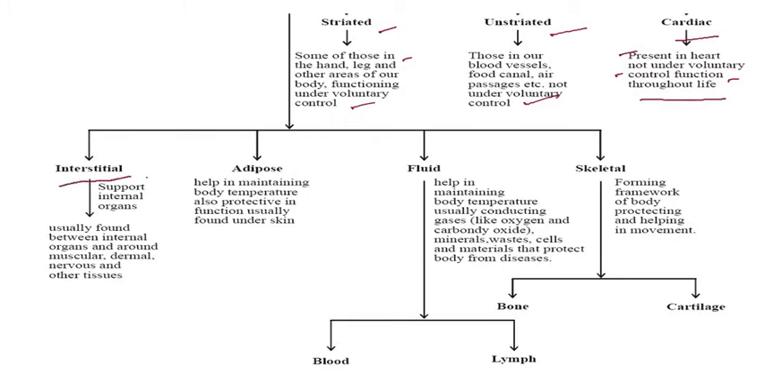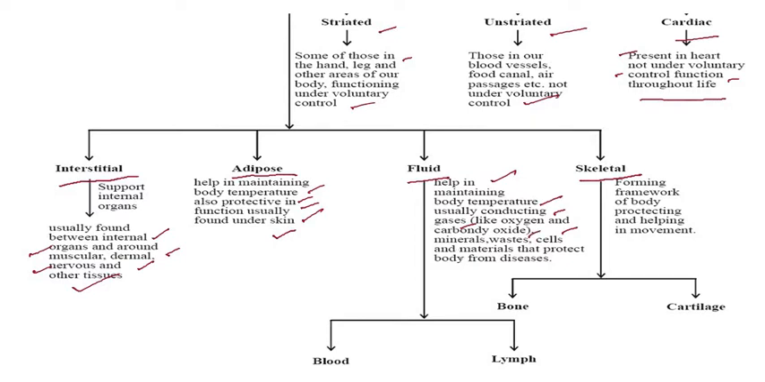The first one is the interstitial, then adipose, fluid and skeletal. Interstitial tissue supports internal organs, usually found between the internal organs and around the muscular, dermal and nerve and other tissues. Adipose helps in maintaining body temperature and is also protective in function, usually found under the skin. The fluid tissue helps in maintaining body temperature and usually conducts gases like oxygen and carbon dioxide.